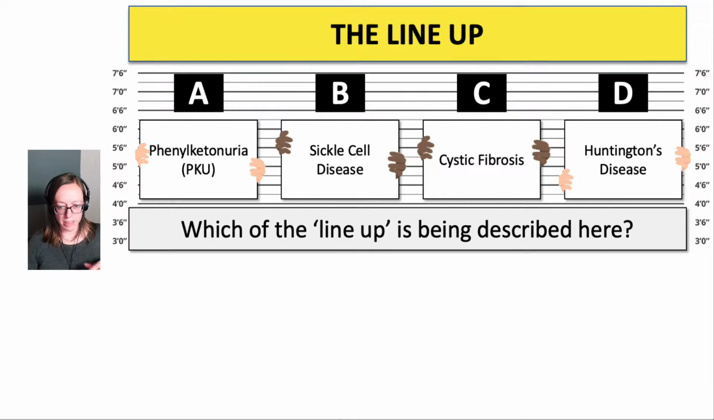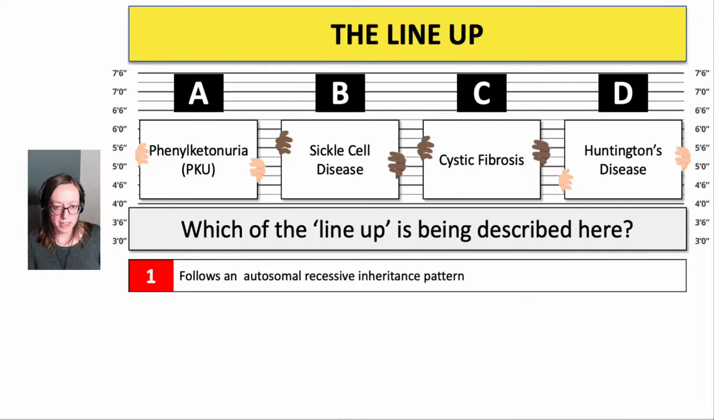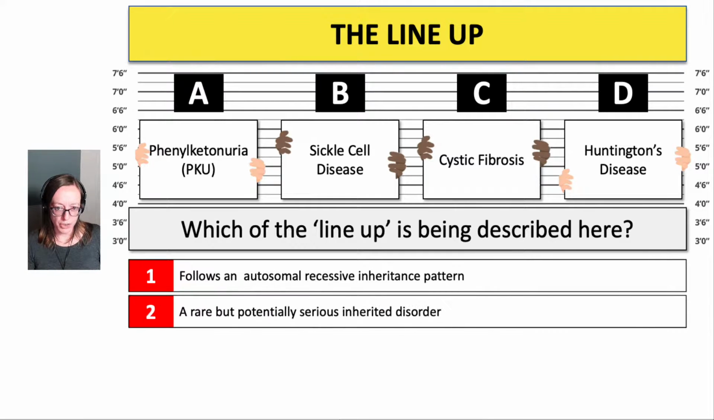Okay, just be careful here, guys, because the disorders have changed places at the top. They're the same ones, but they're different. So now it's A for PKU, B for sickle cell, C for cystic fibrosis, and D for Huntington's. First clue: follows an autosomal recessive inheritance pattern. Some of you may be able to eliminate something at this point. Clue 2: a rare but potentially serious inherited disorder.